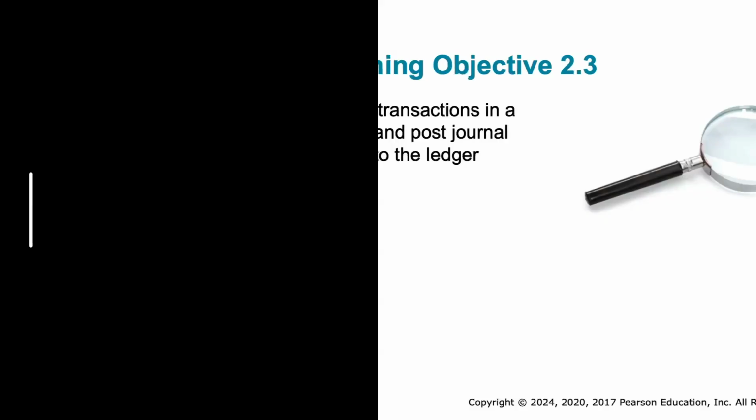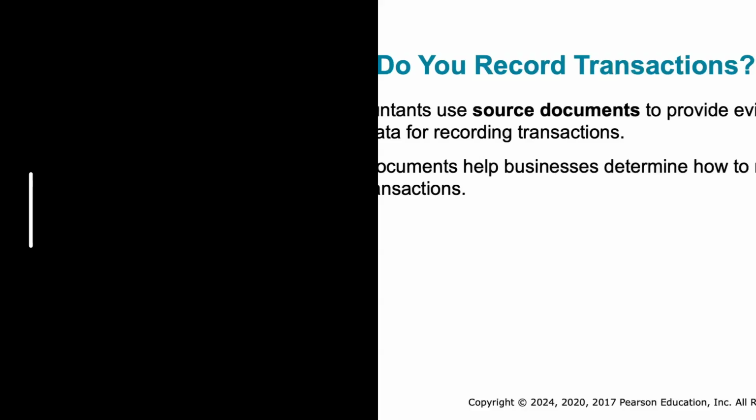So, learning chapter 2.3, record transactions in a journal and post journal entries to a ledger. The first thing we're going to do is learn how to post to a journal. Accountants use source documents to provide evidence and data for recording transactions. What is a source document? This is where we trace it back to what actually happened, right? A receipt, an invoice, anything that shows what actually happened to create this transaction.